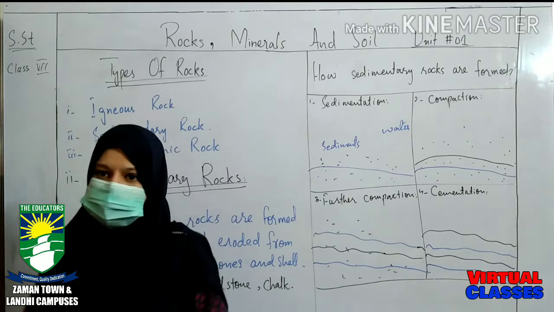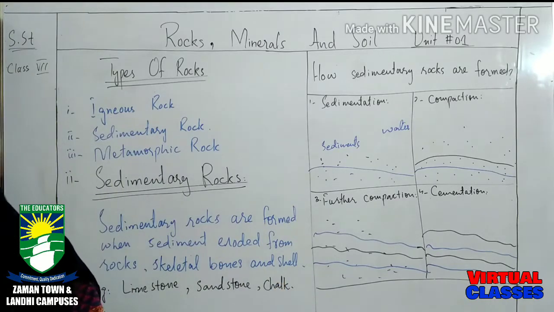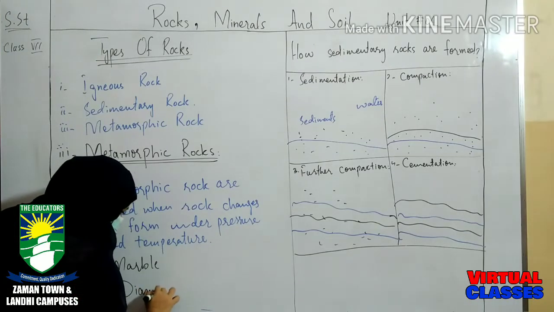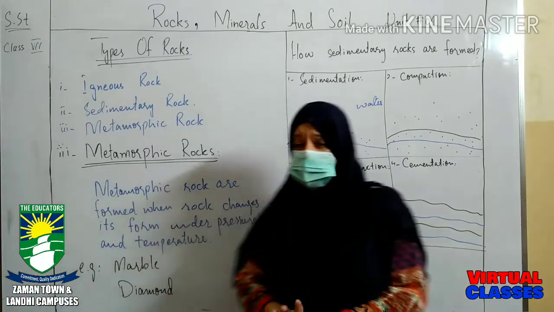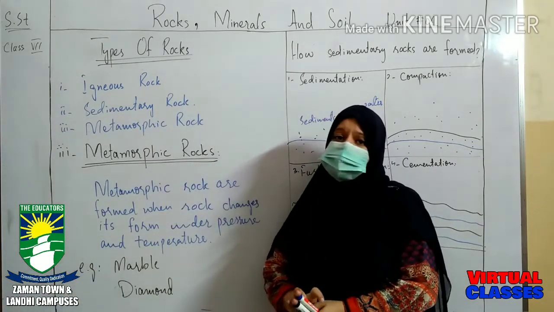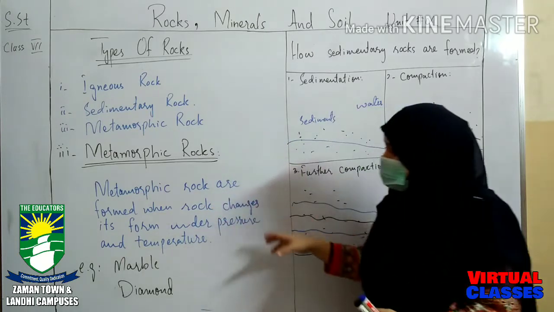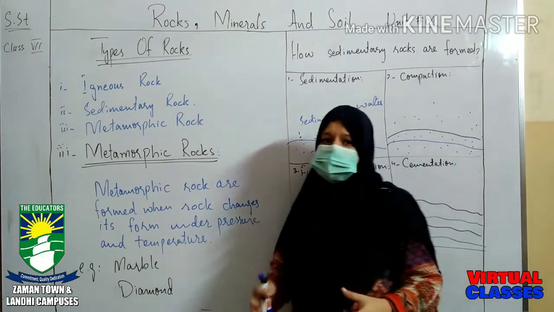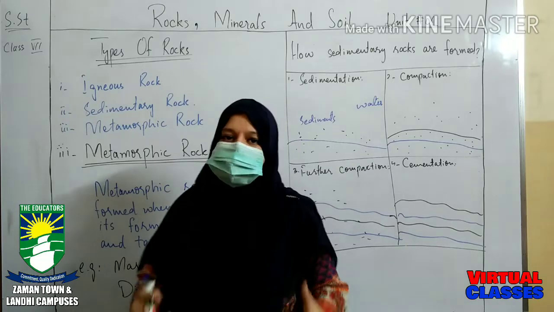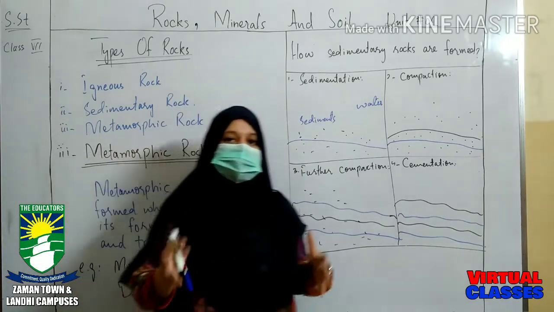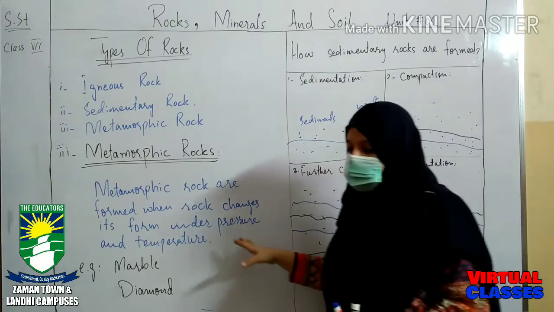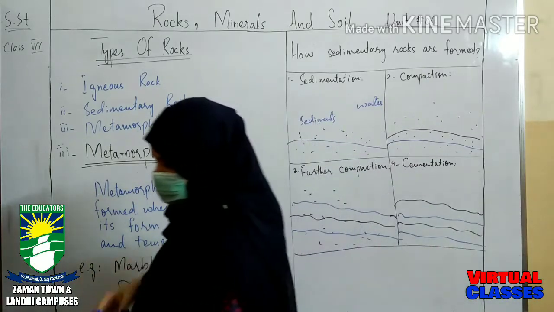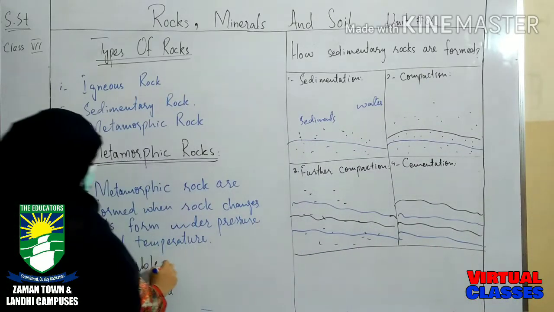The third type is metamorphic rock. Metamorphic rocks are formed when rock changes its form under pressure and temperature. Under certain pressure and temperature, it changes its form from one to another. For example, marble. Marble is formed from granite.